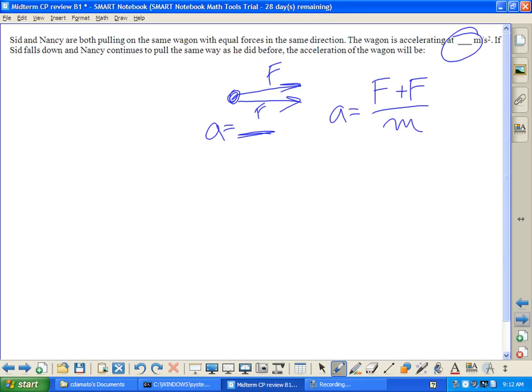If Sid falls down and Nancy continues to pull the same way as she did before, what happens to the acceleration of the wagon? This is Sid and Nancy pulling in the same direction. If Sid falls down and Nancy continues to pull, now, who's pulling how much? They're both pulling the same.